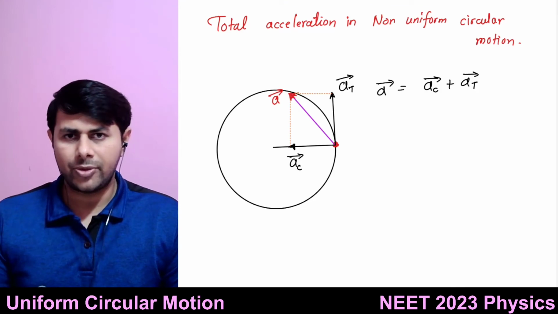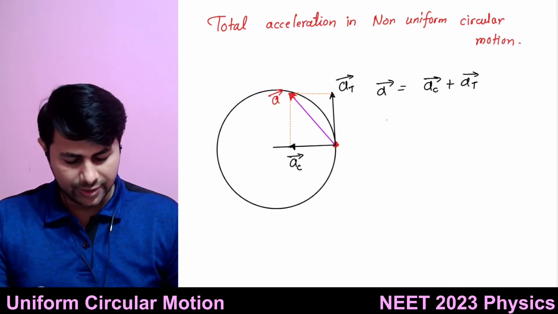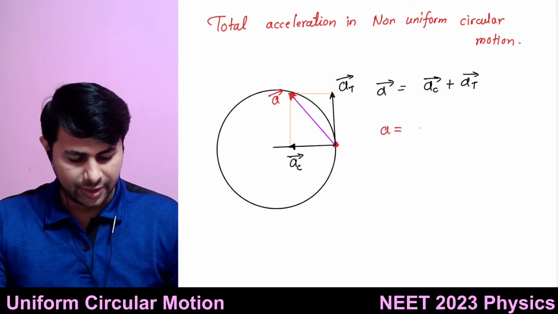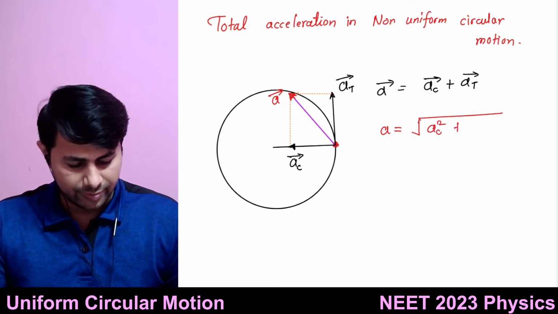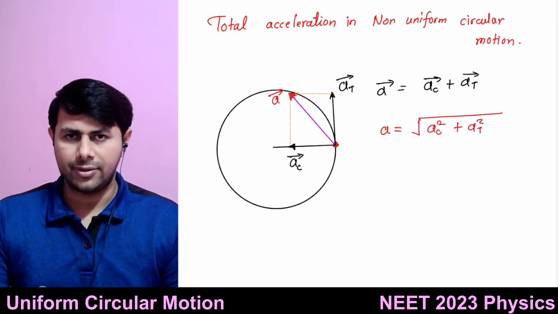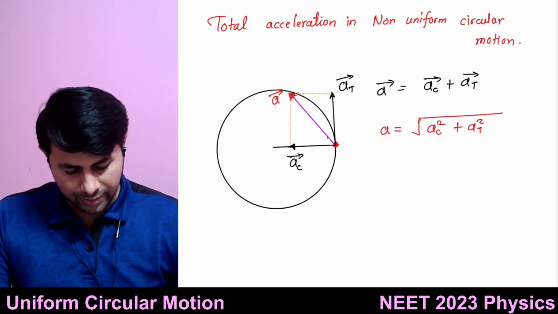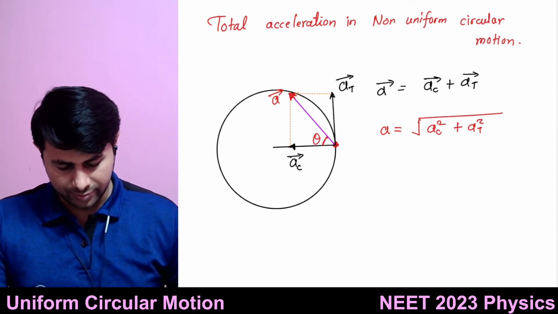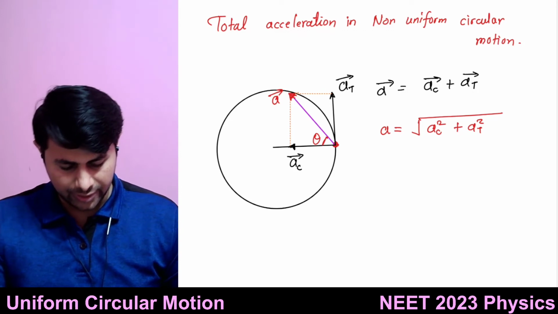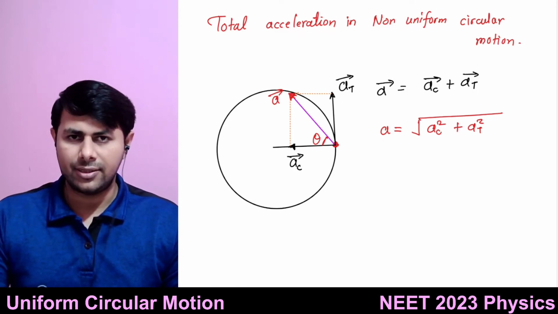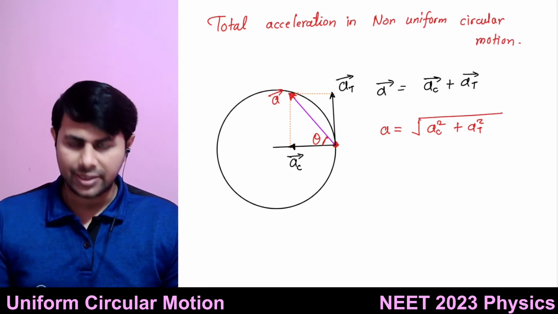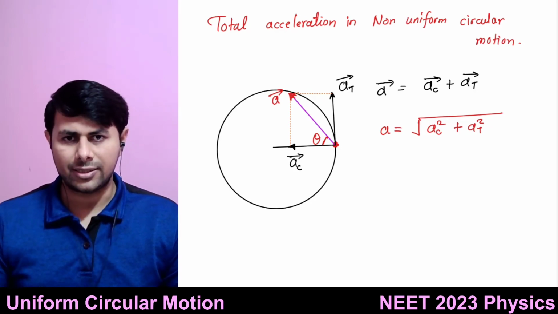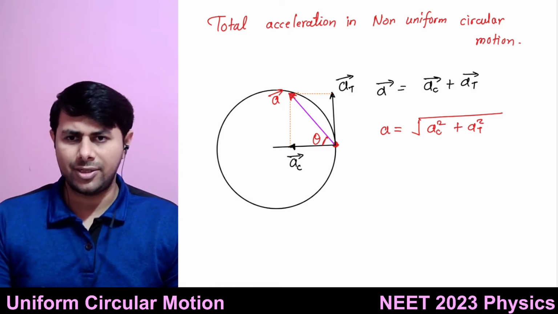Now we know about the resolution of vectors. So I can say that the magnitude of this a is equal to the square root of AC squared plus AT squared. And if the angle between these two is theta, what can we say about this theta? If the angle between centripetal acceleration and total acceleration is theta, what will be tan of theta?